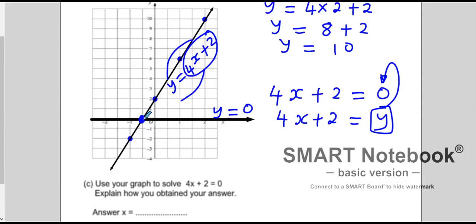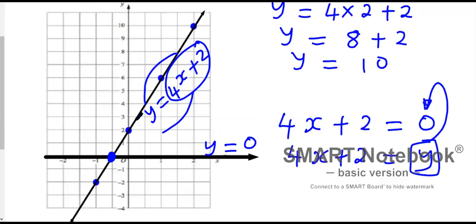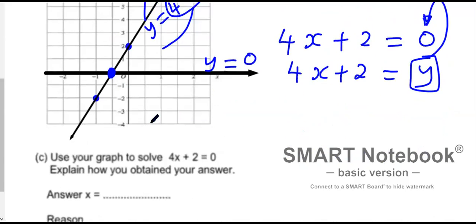At this point where the line y equals 0, which is the x-axis, cuts the graph we have drawn, is where we read the value of x. In this case, the value of x at that point will be negative 0.5. So the value of x at this point here is negative 0.5.